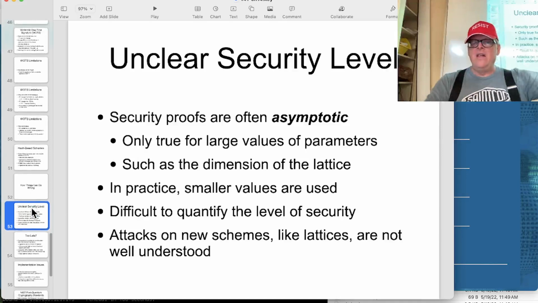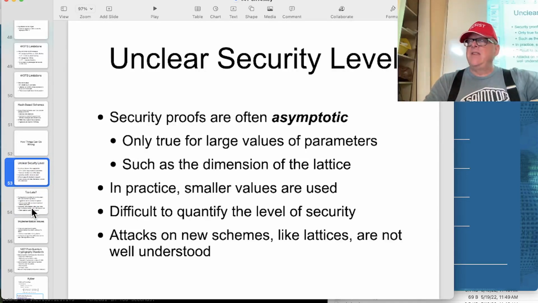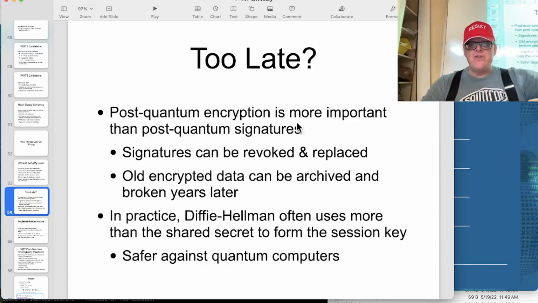So that's why the security levels of post-quantum schemes are not formally approved yet, because realistically you're going to have to wait more years before we have more trust in them. All right, and so that's the question. Post-quantum encryption is more important than post-quantum signatures, because if signatures are broken, that doesn't really expose private data. All right.